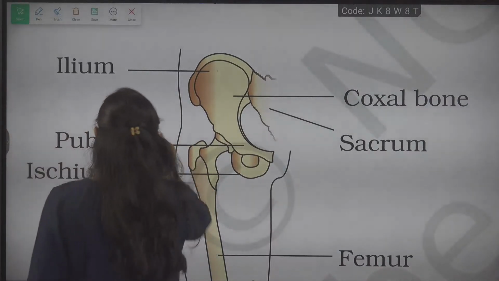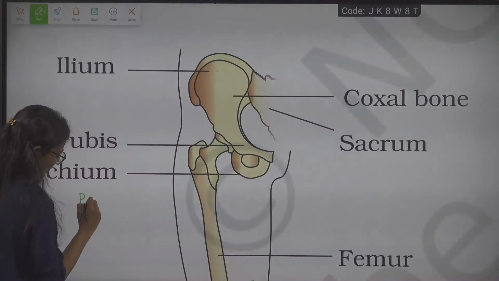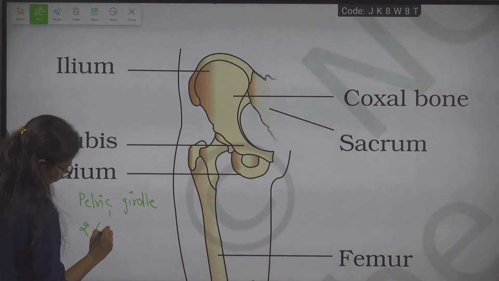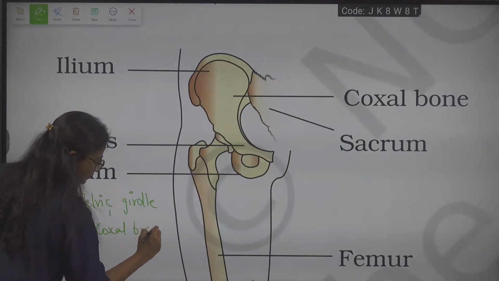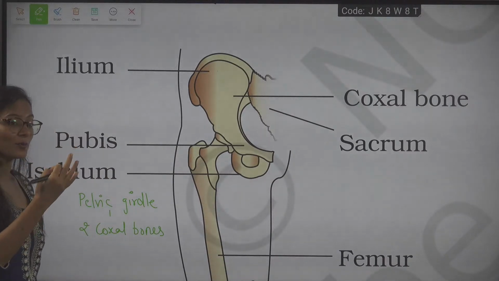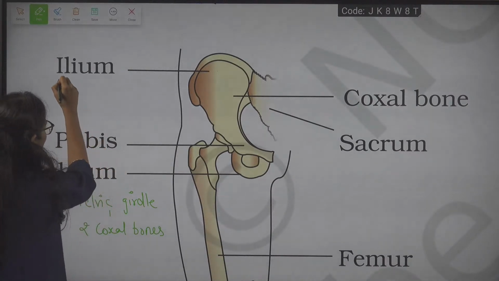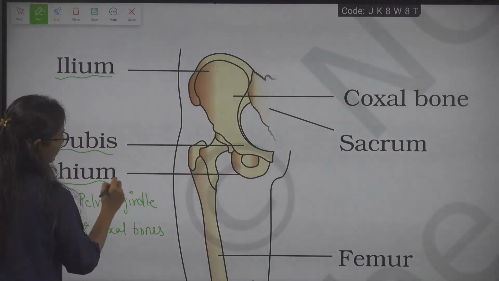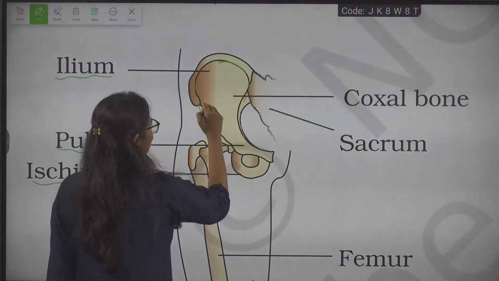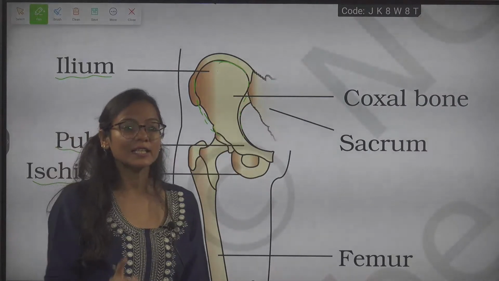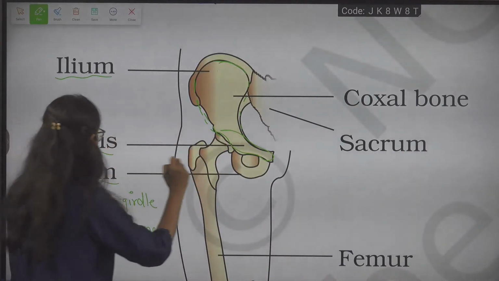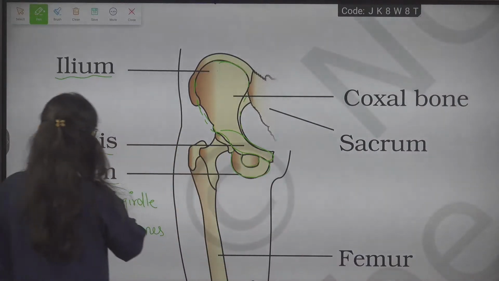Now understand this thing. I will write here. The pelvic girdle has how many bones? It has two coxal bones, right? And one coxal bone is in turn formed of three small bones: ilium, pubis, ischium. Can you see this broader part over here? This broader part is ilium, right? Then there is this part which is pubis, and then here you can see this part which is ischium.